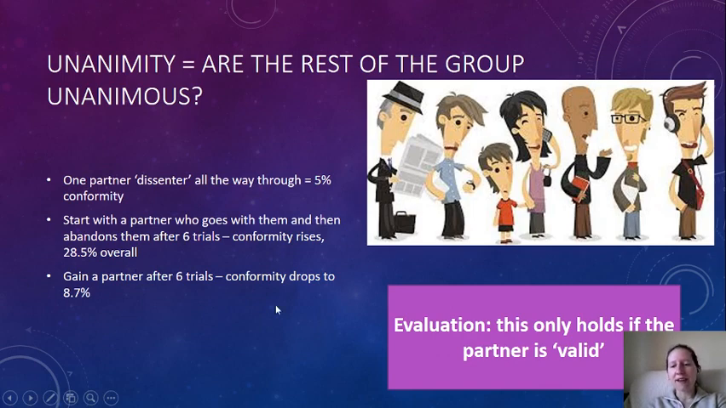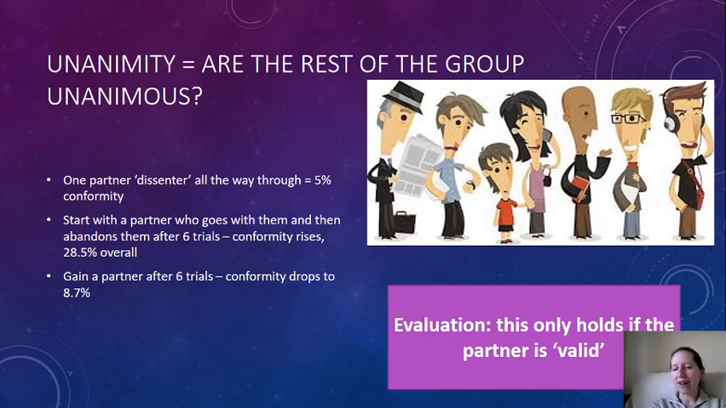The last one is if you start where the rest of the group is unanimous, and then suddenly, after 6 trials, this person starts giving the correct answer rather than the wrong answer, so the group's not unanimous, your conformity drops to 8.7%. So you can see actually this is a factor that really affects conformity rates. If you have a group that you're with that are not unanimous, you're much less likely to conform. If there's even one person who's giving the same answer as you, who's giving the correct answer, you're much less likely to conform, much more able to resist that peer pressure.